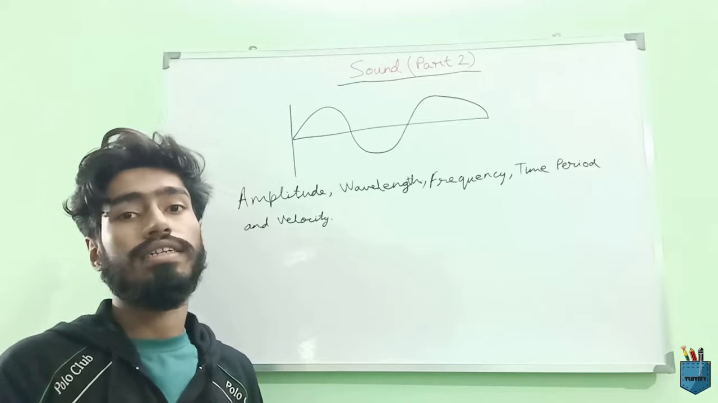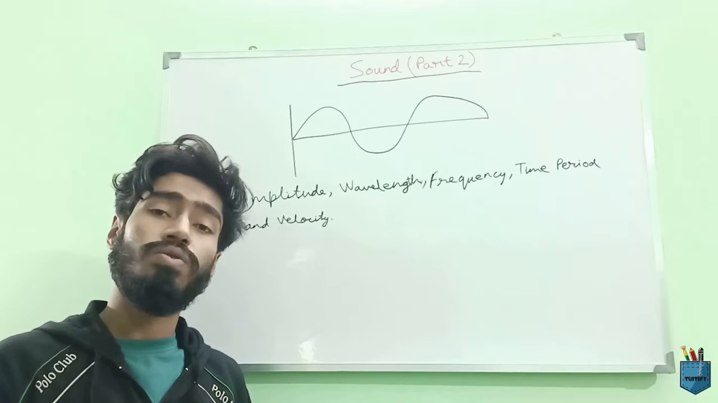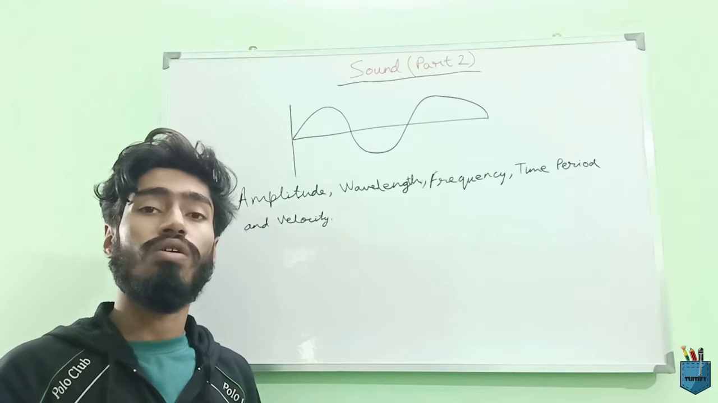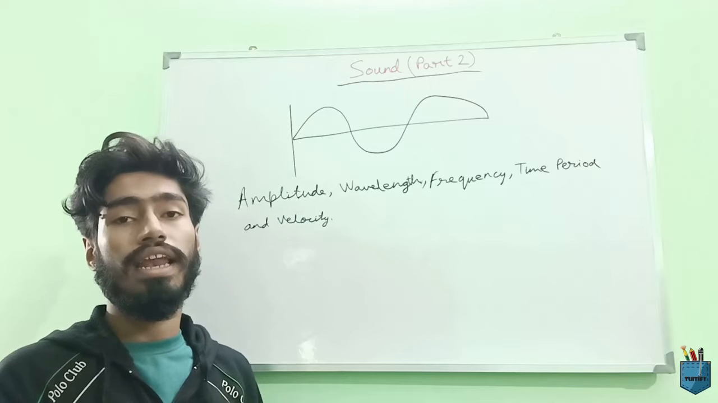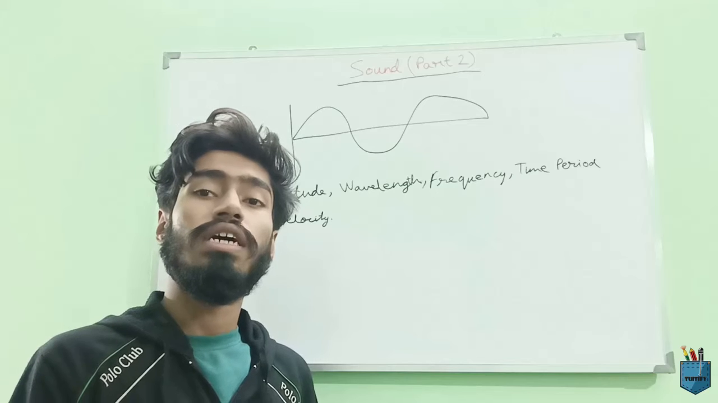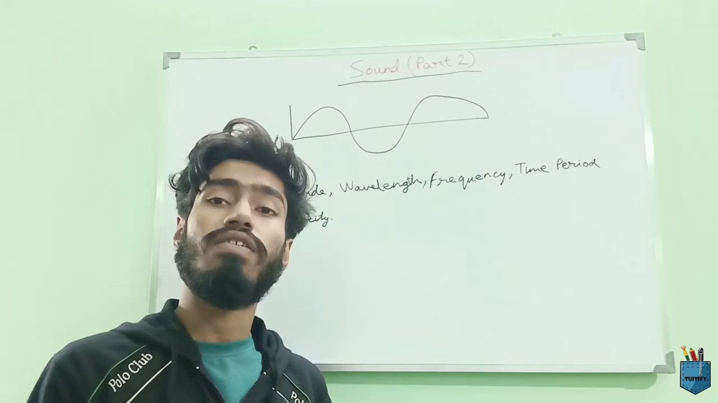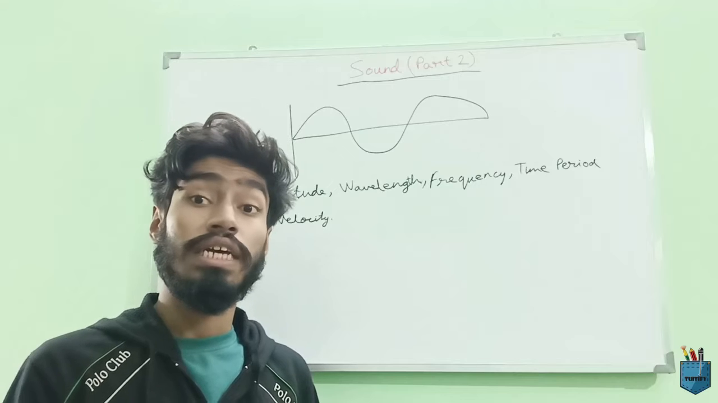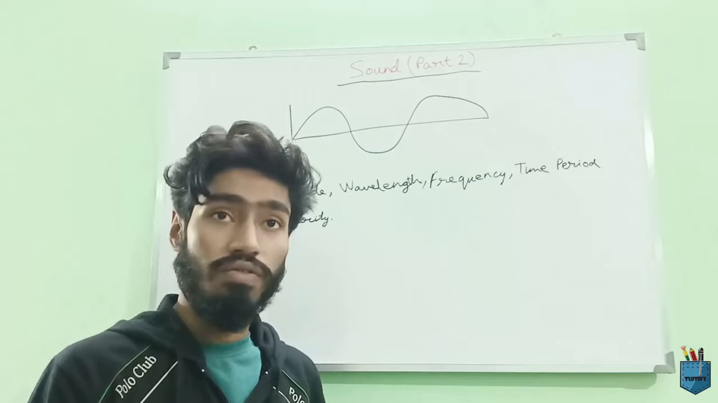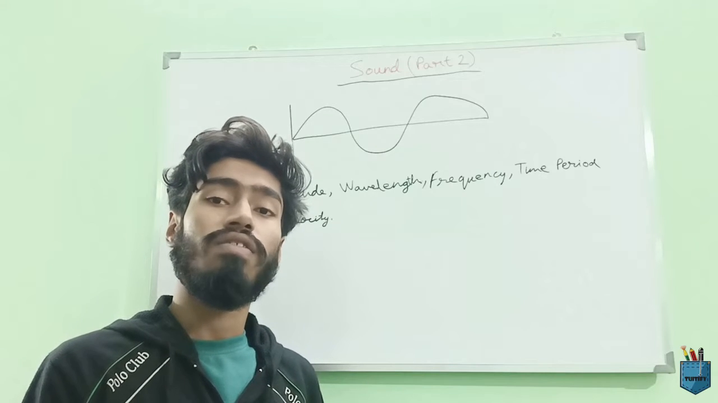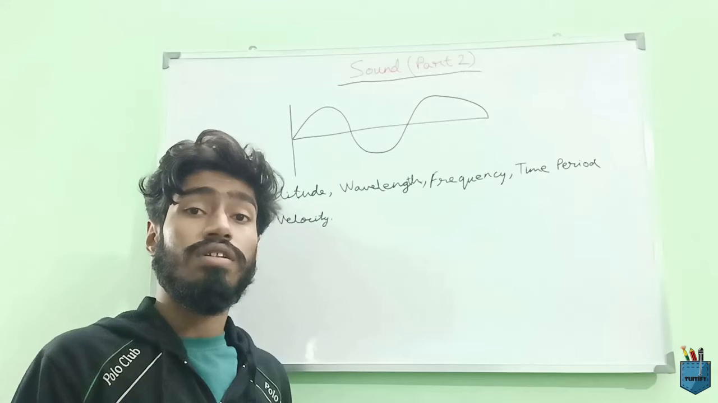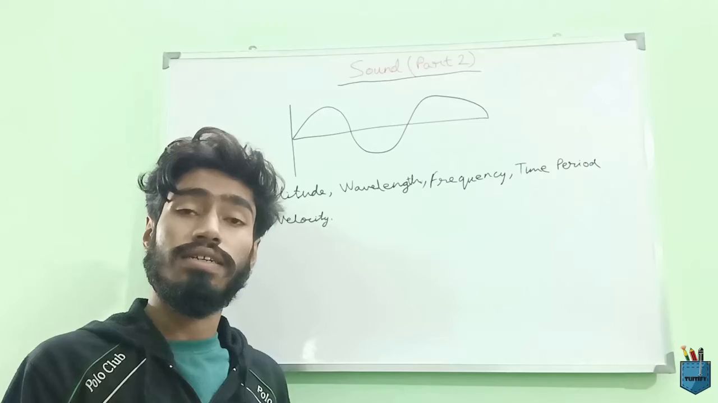Now, as I said, sound travels in waves, and there are two types of waves. One is longitudinal waves and the other is transverse waves. Sound mostly travels in longitudinal waves and light travels in transverse waves. A longitudinal wave is a wave in which the particles of the medium vibrate back and forth in the same direction in which the wave is moving. Next, moving on to the characters of a wave.